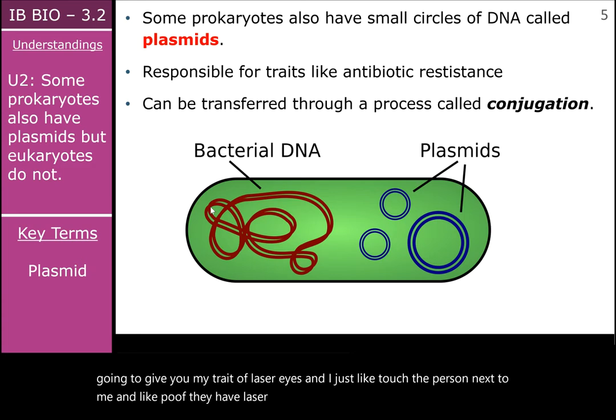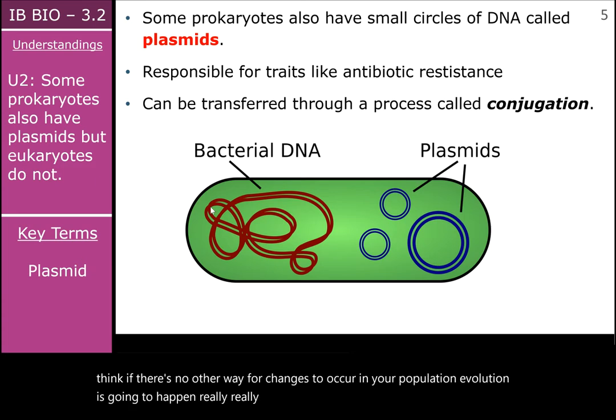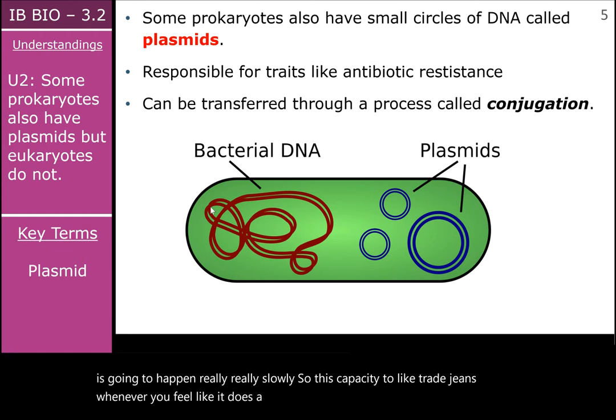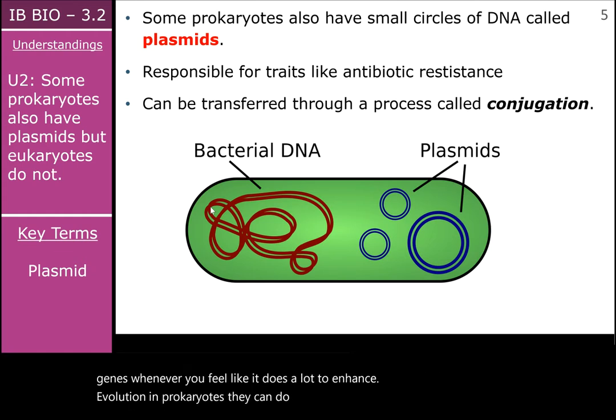Now, it sounds kind of crazy, but you've got to think, if there's no other way for changes to occur in your population, evolution's going to happen really, really slowly. So this capacity to trade genes whenever you feel like it does a lot to enhance evolution in prokaryotes. They can do it extremely quickly.